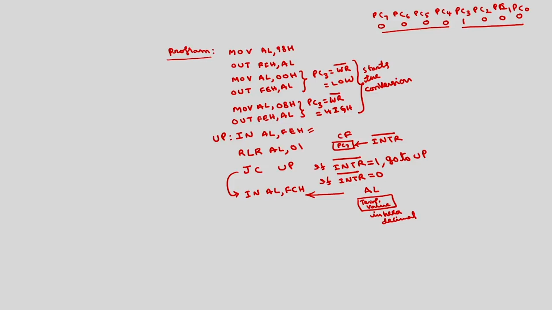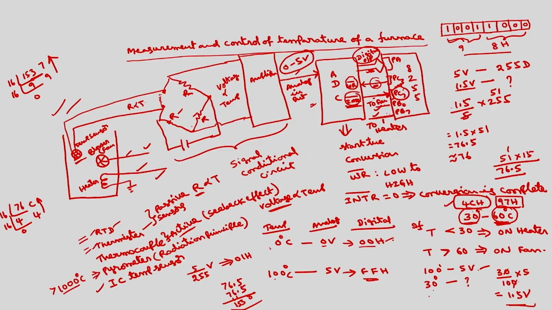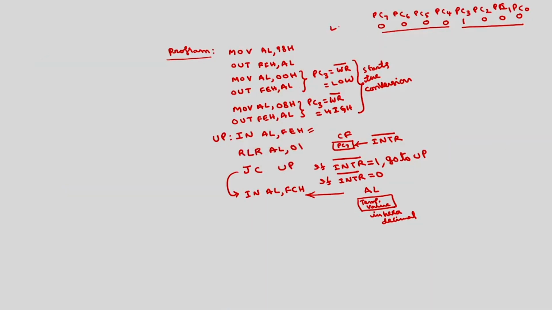Now you have to compare this with the hexadecimal equivalent of 30 degrees and the hexadecimal equivalent of 60 degrees. Yesterday we calculated that 30 degrees is 4CH and 60 degrees is 97H. So 4CH corresponds to 30 degrees, 97H corresponds to 60 degrees.